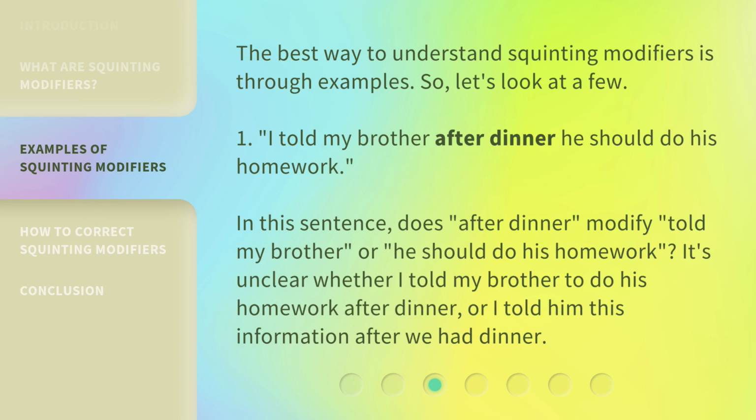The best way to understand squinting modifiers is through examples. So, let's look at a few. 1. I told my brother after dinner he should do his homework. In this sentence, does "after dinner" modify "told my brother" or "he should do his homework"? It's unclear whether I told my brother to do his homework after dinner, or I told him this information after we had dinner.